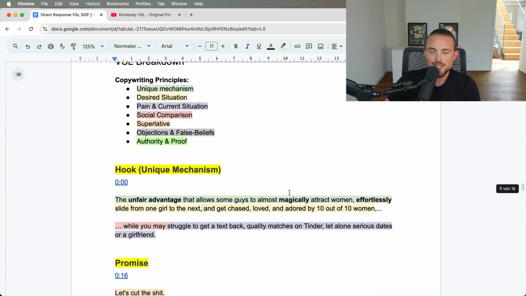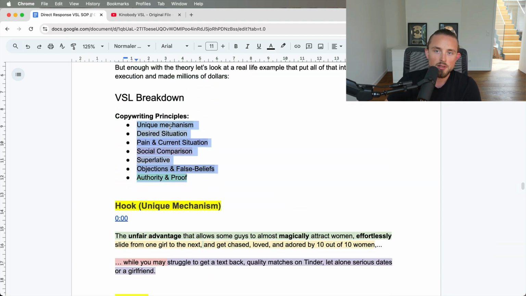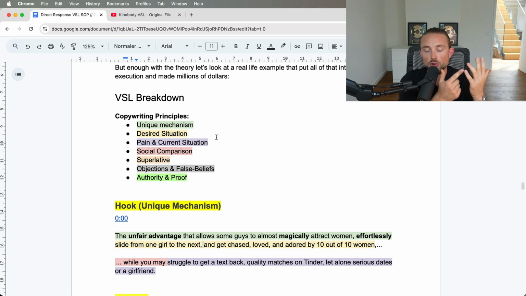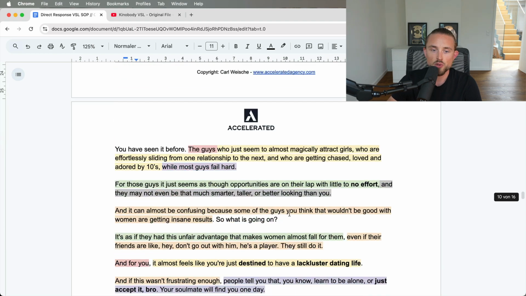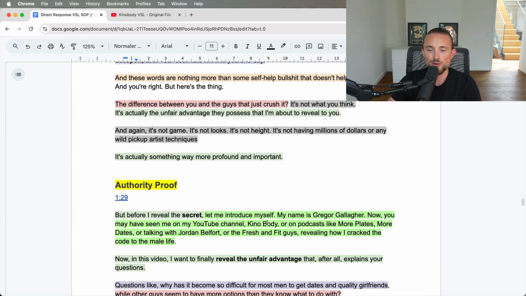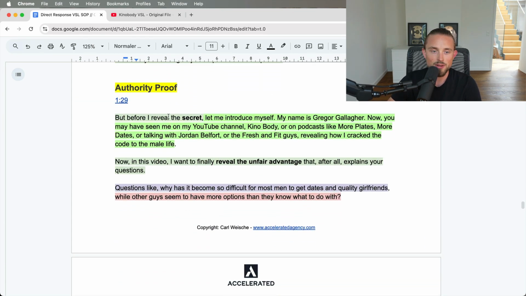So what you're seeing in the script is that we always alternate and jump in between these different copywriting principles of talking about the unique mechanism, talking about their desired situation, what they want to have, talking about their current situation with all of the pain points they have, comparing them to people they want to be like, extrapolate certain aspects of this and make them bigger, talk about the objections and false beliefs that they have where we have to solve them and educate them, and then also giving them authority and proof. So you can see that's why also this text is so colorful, because we always switch between that. Now let's look at the next section.